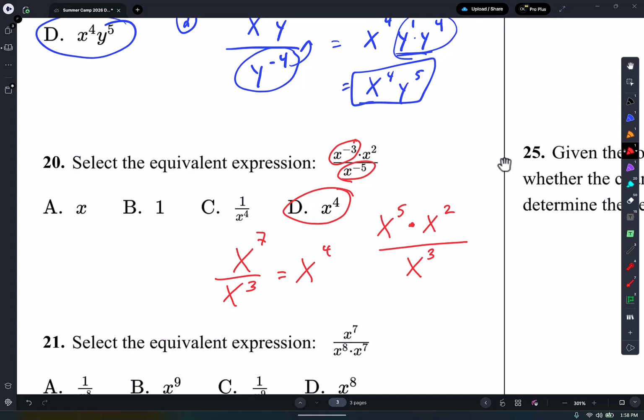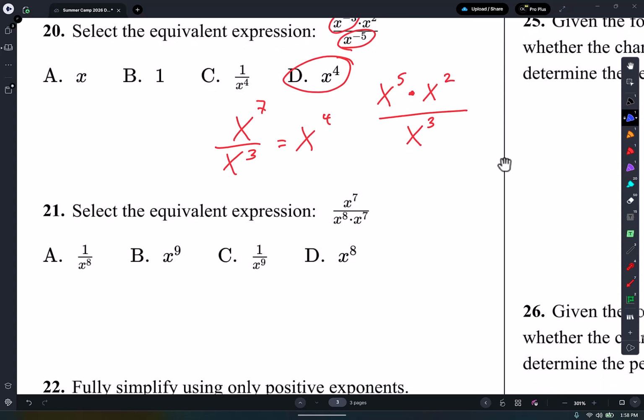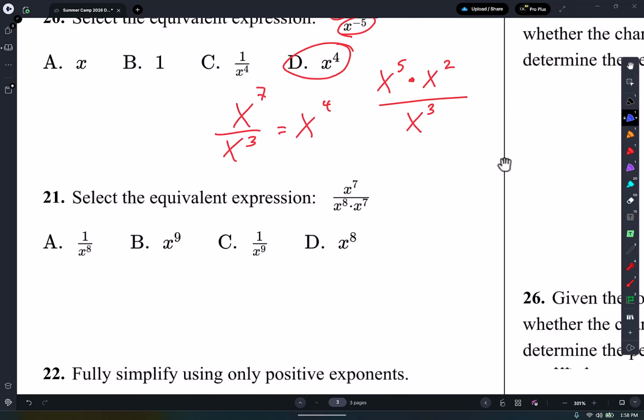Are we okay so far? Okay, we're almost done, guys. We just have a few left. All right, I have x to the 7th over x to the 8th times x to the 7th. Look at those x to the 7th. You could, if you wanted to, add the exponents in the denominator, since they're being multiplied. But don't. Work smarter, not harder. I see an x to the 7th in the top. I see an x to the 7th in the bottom. Multiplying and dividing are inverse operations, so I can just cancel those.